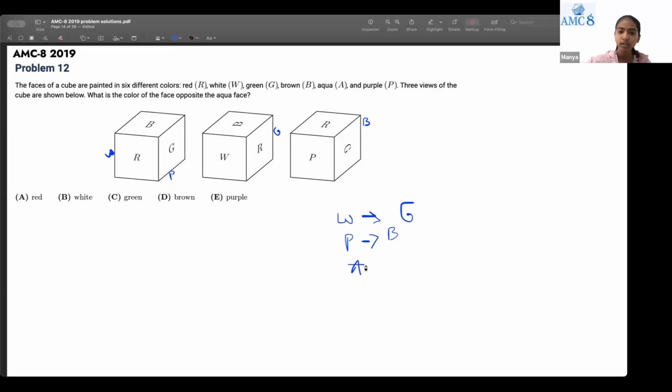Well, since a cube has 6 faces, red is the only one that is not in here. So that means that the face that is opposite to the aqua face is the red face. And that's how we got our answer choice A. Does anyone have any questions on this problem?